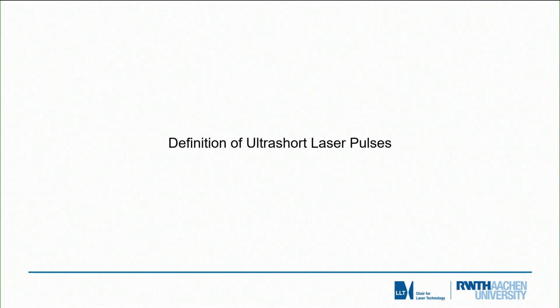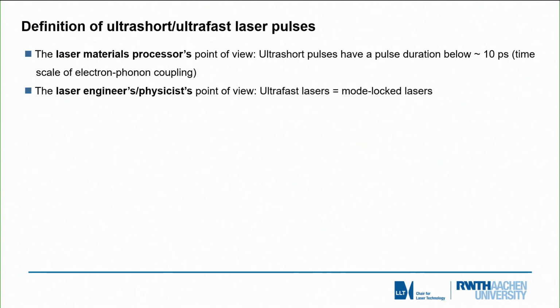Now let's take a look at the definition of what we understand by ultrafast. There are two views. One is the materials processor's view, which defines the threshold between an equilibrium coupling of electrons and phonons, and if we get to shorter times, the need to separate the two events, so to separate the coupling to the electrons from the subsequent coupling to the phonons. A laser engineer's, physicist's point of view is very simple because we are simply able to build such lasers if we apply mode locking. Then we can get down to pulse lengths of a few cycles of the wavelengths used, which is in visible light lasers something like 3 to 5 femtoseconds.